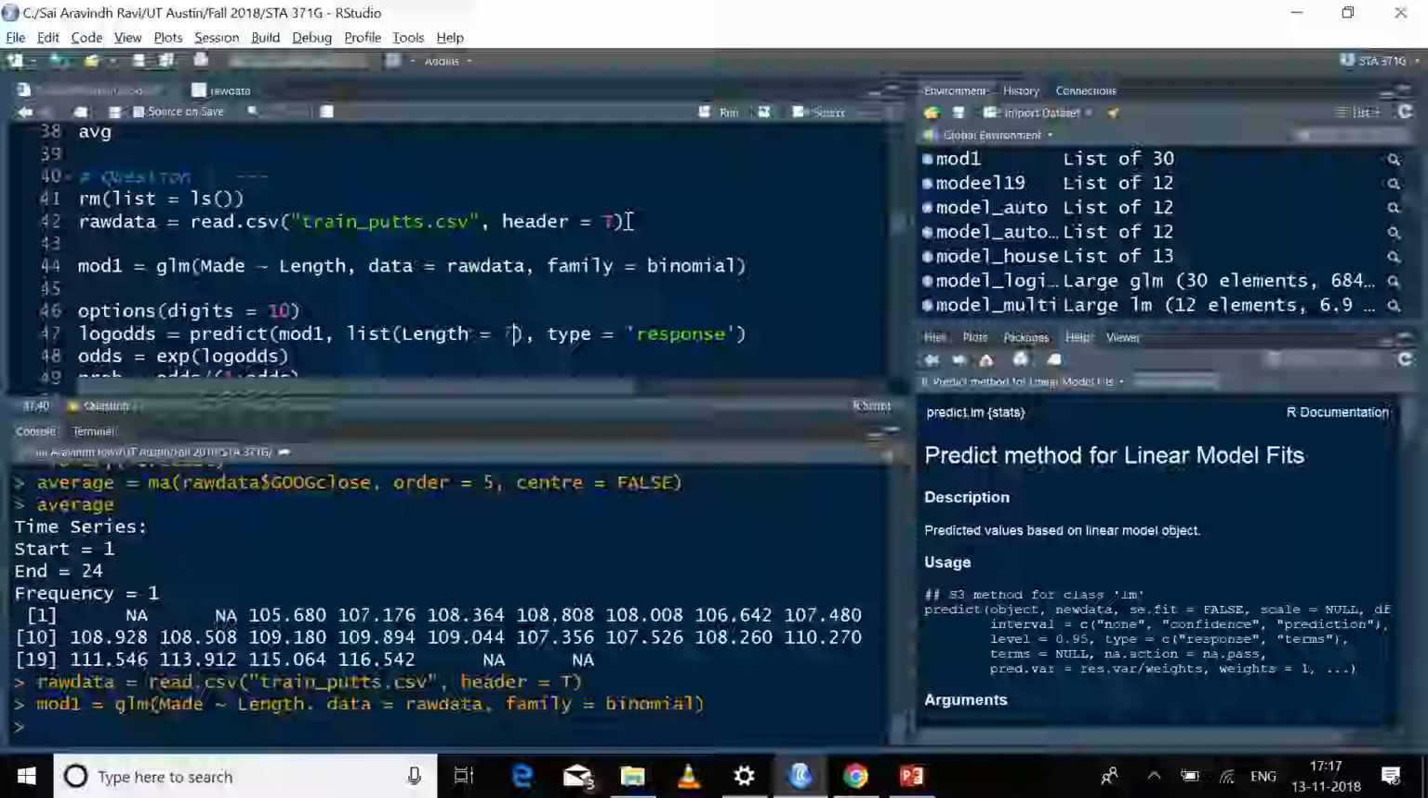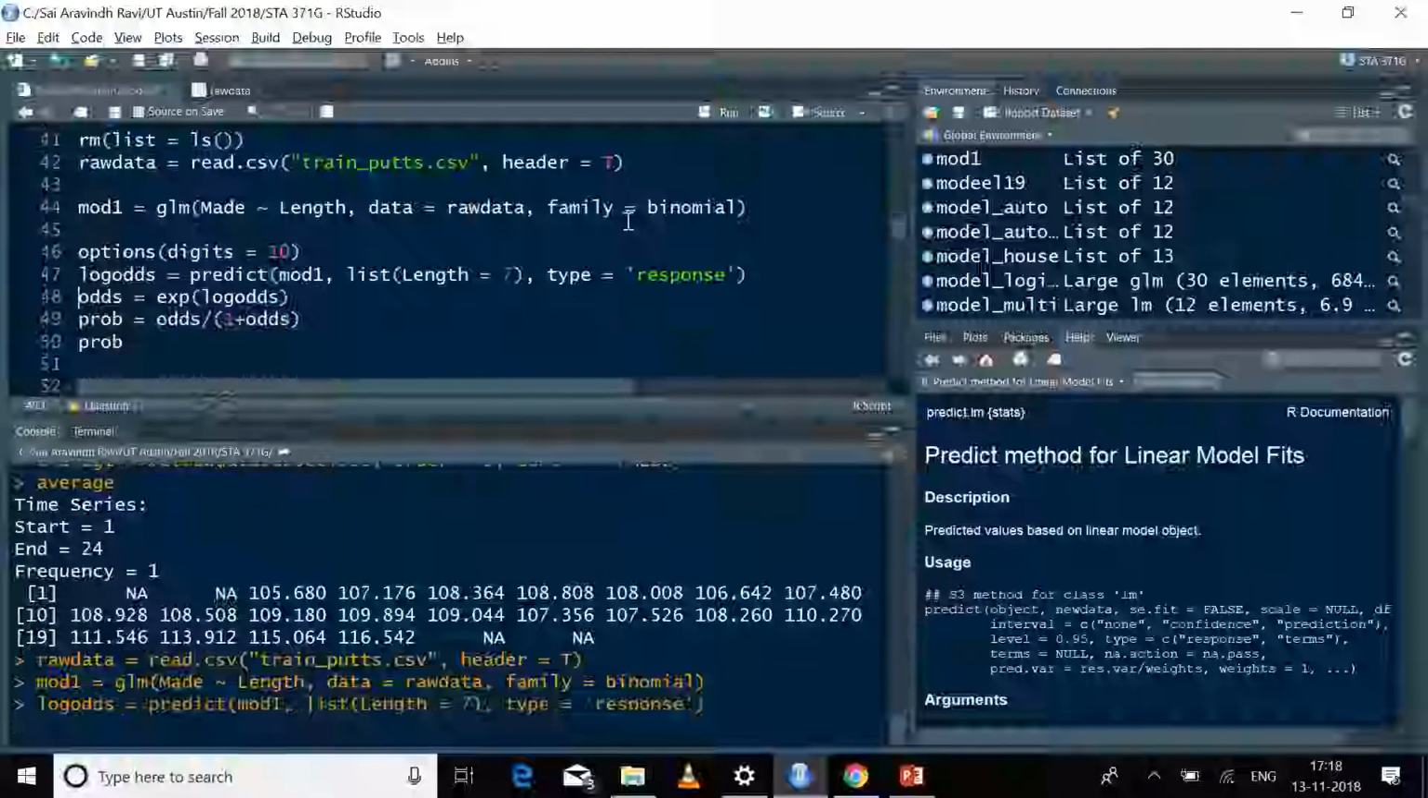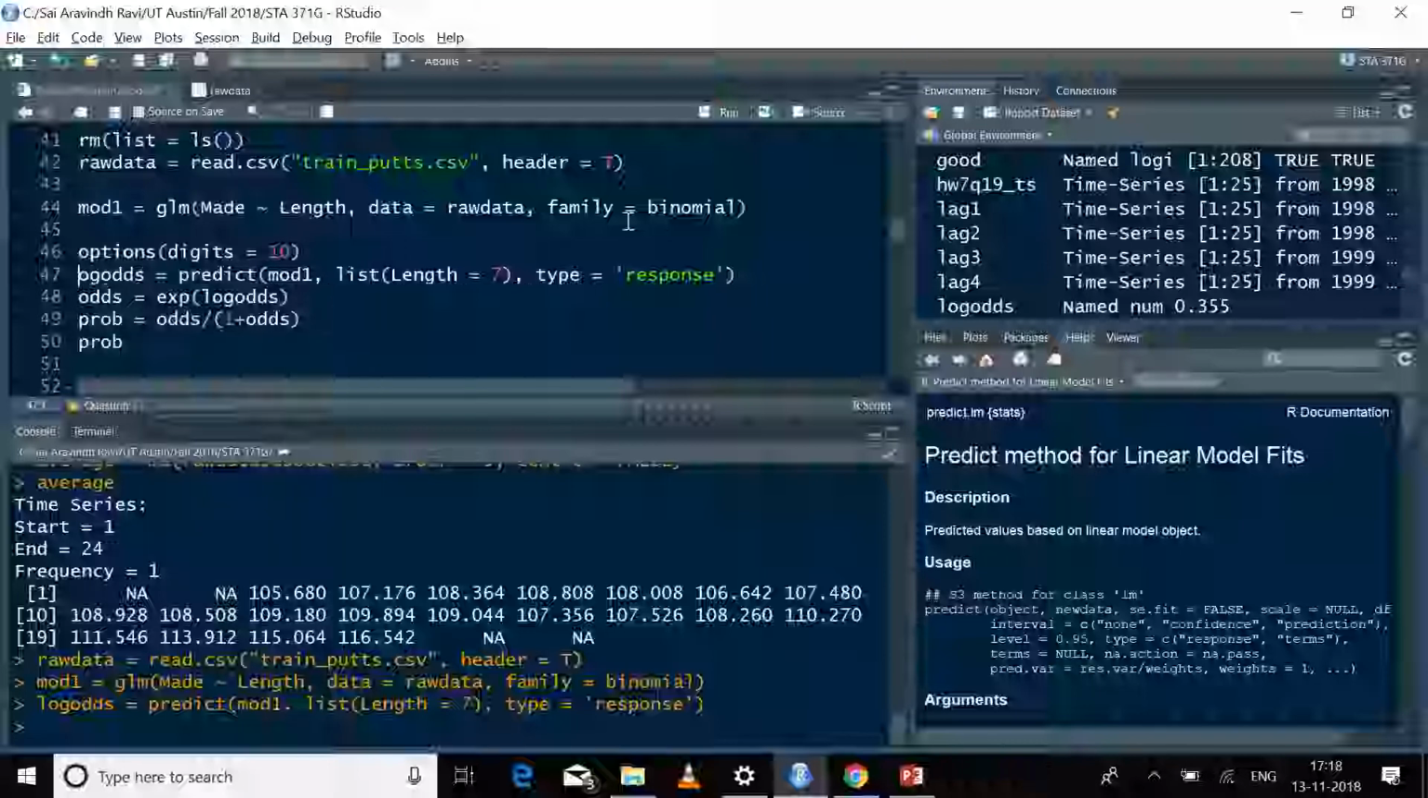List of length equals. And to answer your question, you just type a comma and include whatever variable it is, something like that. Give it a value, right? Length is one of the variables that's there in your model, right? So I'm just going ahead and doing type equals response and getting the actual probability.